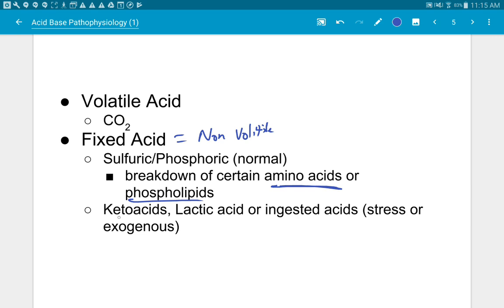And then there are also some other acids. Keto acids, what does that remind you of? Diabetes, like someone with type 1 diabetes. Sometimes these will get produced when there are high amounts of fat metabolism and your body is trying to compensate for not being able to get glucose into the cells. So keto acids. Lactic acid, of course, probably everyone knows that, a byproduct of anaerobic metabolism in muscles especially. And then you can actually ingest certain acids, like poisons. You can literally drink things that will become acids in your blood.